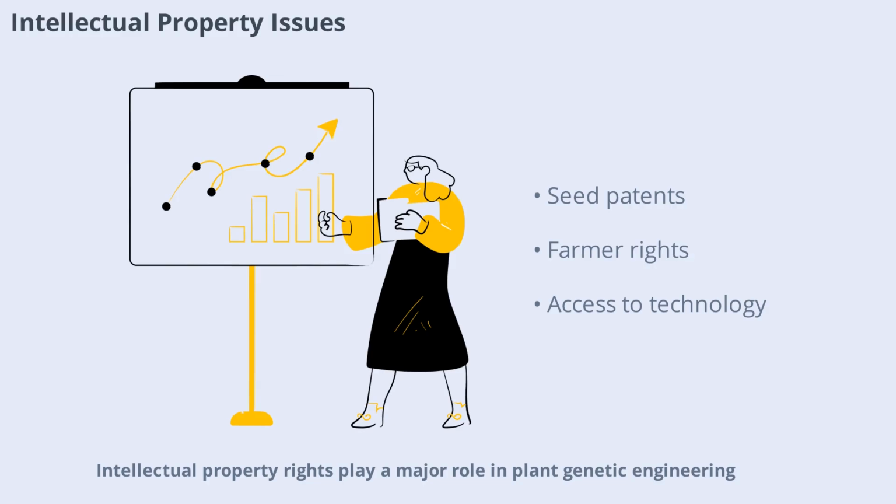Intellectual property rights play a major role in plant genetic engineering. Companies that develop genetically modified seeds often patent their inventions, which can affect farmers' ability to save and replant seeds. This has sparked debates about access to technology and the rights of farmers. Finding a balance between rewarding innovation and ensuring access is a key issue in this field.